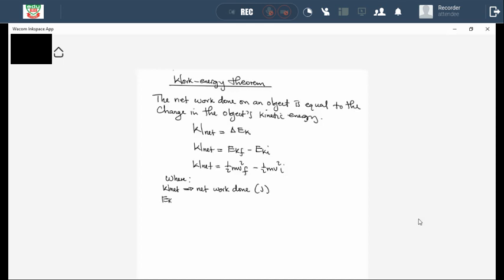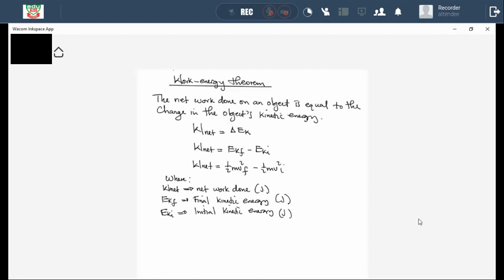And then EKF represents your final kinetic energy, and all forms of energy are measured in joules. EKI represents your initial kinetic energy. You remember in grade 10 how you calculate kinetic energy. Kinetic energy is half mv squared. The difference between EKF and EKI is that for final kinetic energy, we use the final velocity, and for initial kinetic energy, we use the initial velocity, and then the rest follows.